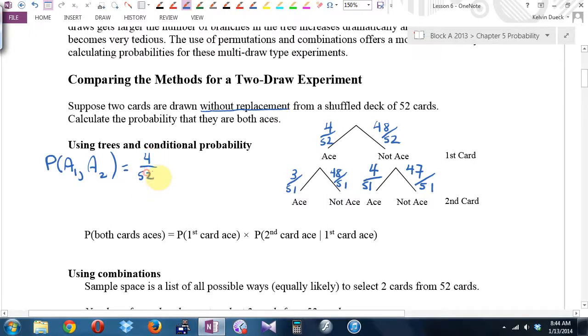4 out of 52 and 3 out of 51. I think it's going to be top times top, 12. 52 times 51 is 2652.